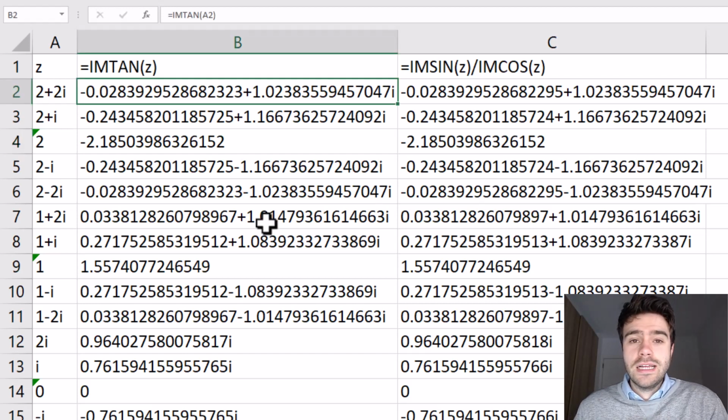Whenever you need to calculate the tangent of a complex number, you can do this using the IMTAN function.